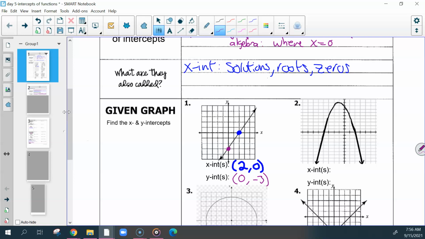For number 2, this crosses the x-axis twice, so you're going to have 2 x-intercepts and zeros. What are they? Negative 4. Negative 4 is one of them. And 2 is the other.